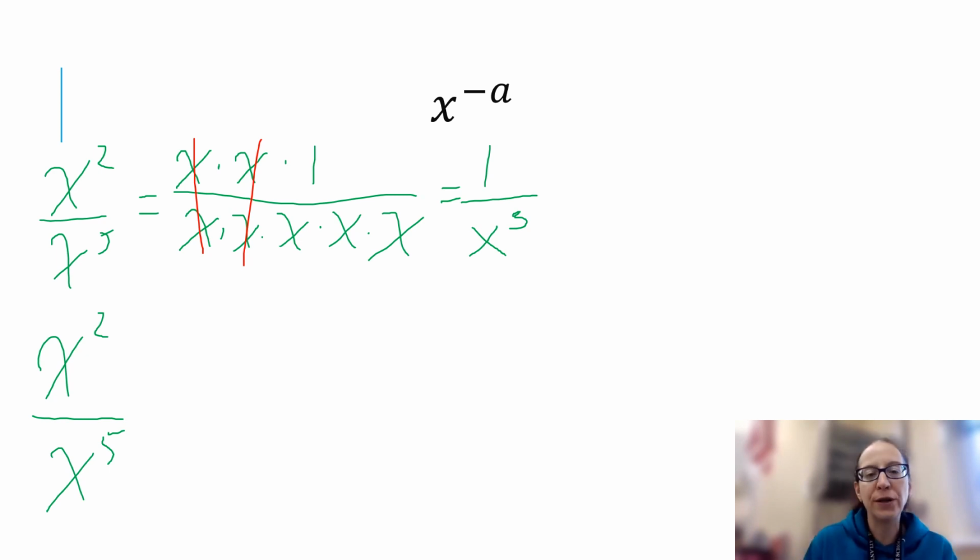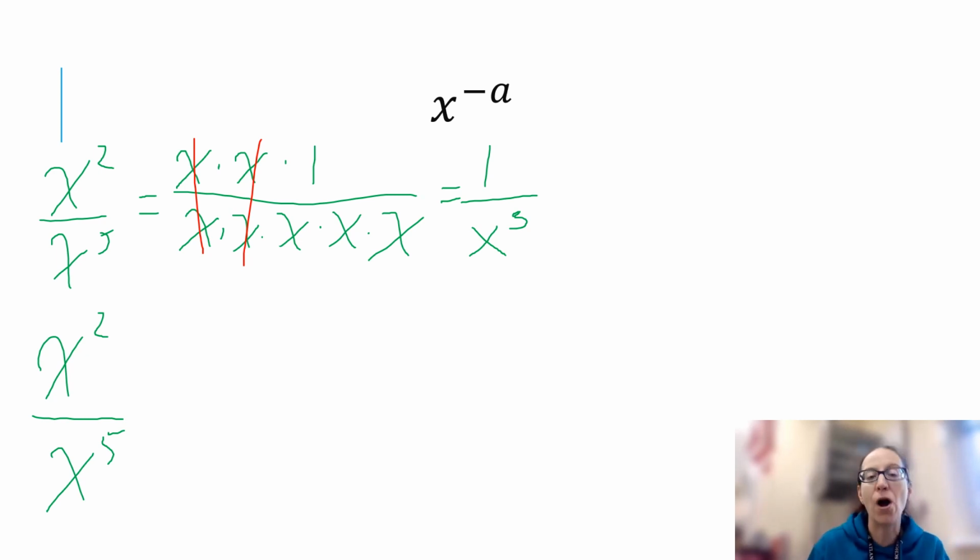The way I usually reason this out when I'm doing problems, because I don't like to subtract exponents, is I'll say I have 2 x's in the numerator, 5 x's in the denominator. I'm going to cancel some of them out. How many am I left with? Well, I'm left with 3. And where are the extras? Well, the extras are in the denominator because there were more of them in the denominator.